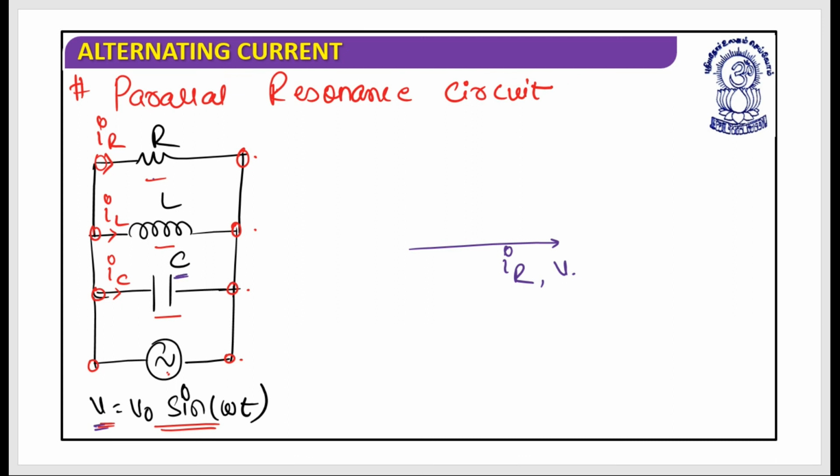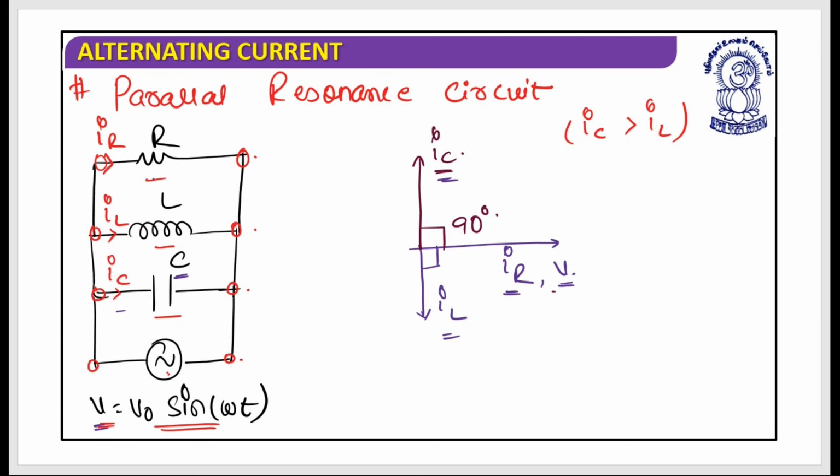Now let's suppose this is IC. As I understand, V and IC have a phase difference of 90 degrees. I have drawn it in the upward direction because current is leading the voltage. And IL, the current in the inductor, lags behind the voltage. So if I see only the currents, this is IR, IC, and IL. Let's suppose IC is greater than IL. Then this would be the resulting current I.